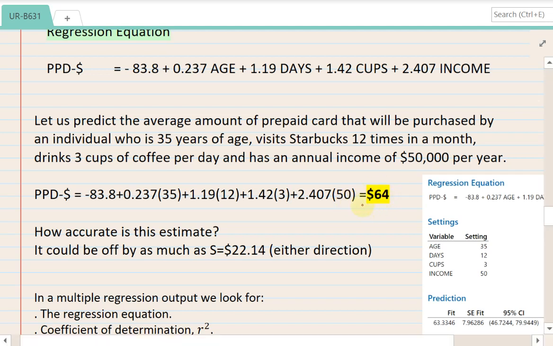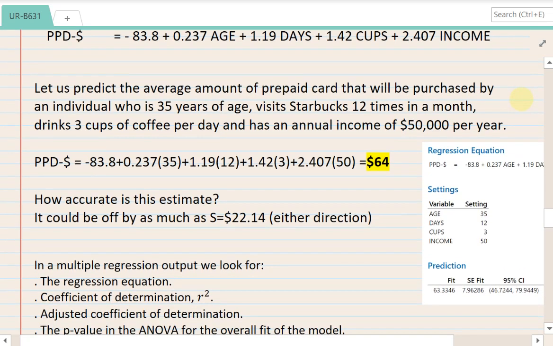You would expect a person with these attributes to purchase a card for $64. Now, of course, I know that in Starbucks, unless you can charge a card and say, give me a card for $64, they actually have denominations that range from $5 to $500 in $5 increments, I believe, but whatever that might be. This is just a theoretical estimate.